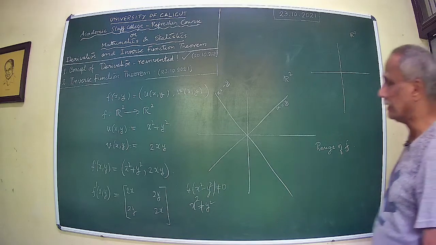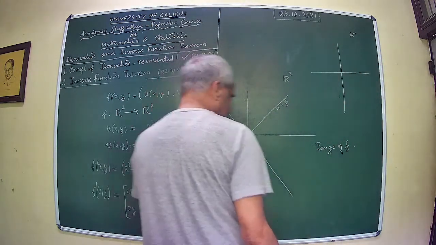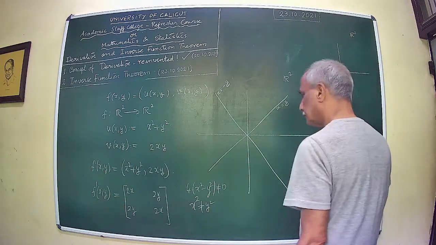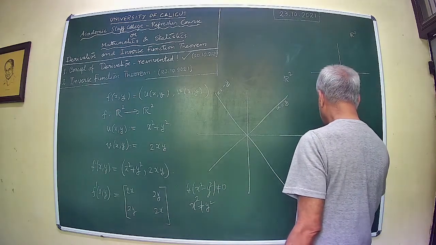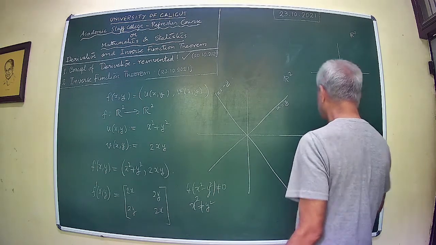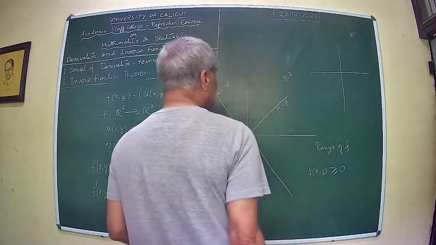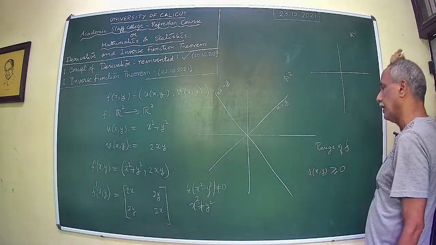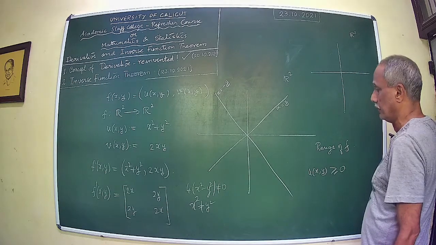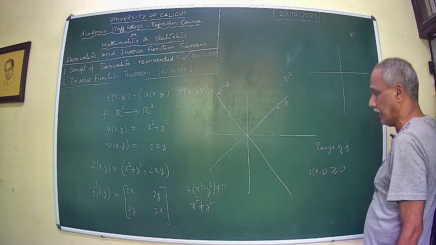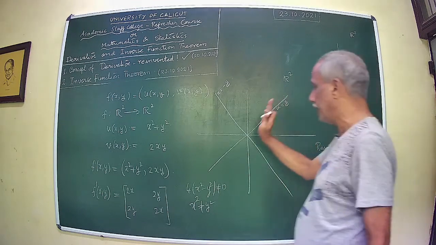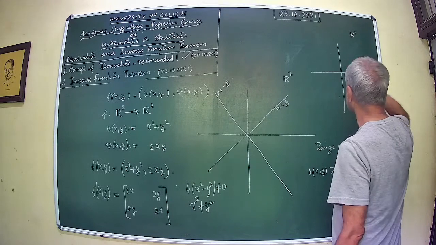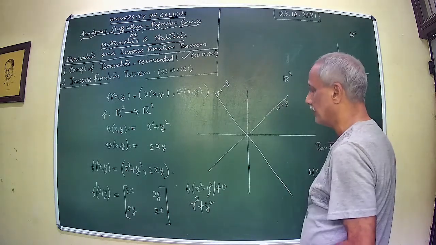First of all, you see that the first component is x square plus y square. Therefore, it is certainly greater than or equal to 0. Therefore, you see that the image, the value that it takes, will always be in this part. Okay. Now, what is the relation between u and v?